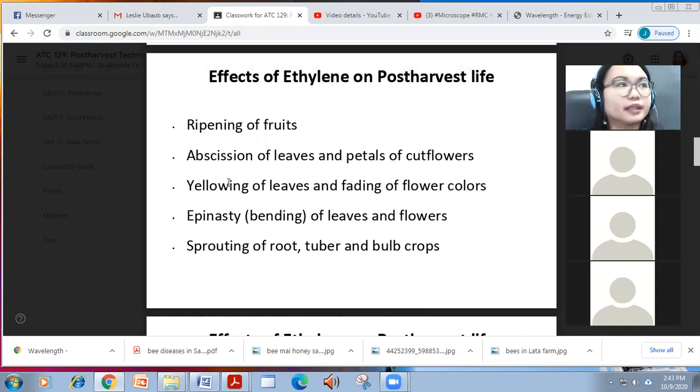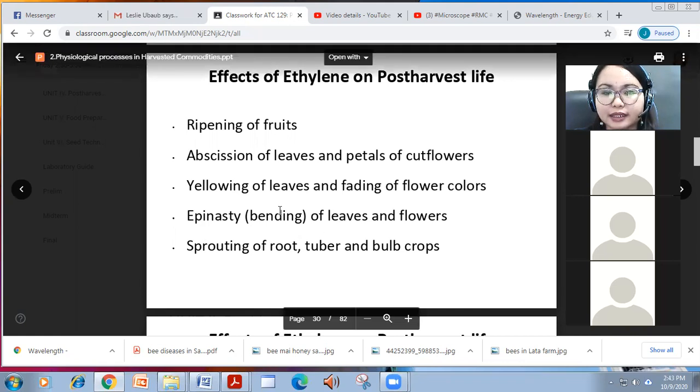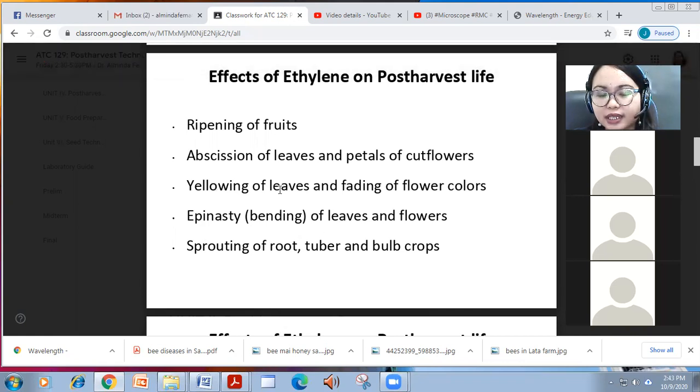Like ang light nag-emit pod og ethylene, ang light, ang rubber, some of the furnitures and fixtures can also emit ethylene. So, it can cause the yellowing of the leaves and fading of the flowers. That's why malaya ang atong bulak. And also epinasty or bending of leaves and flowers. And also sprouting of the root, tuber, and bulb crops.